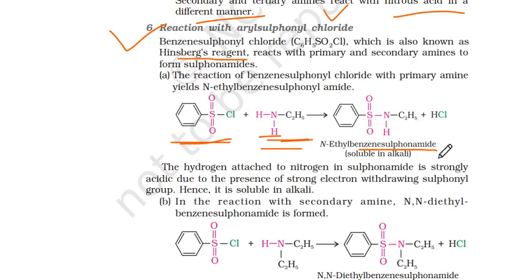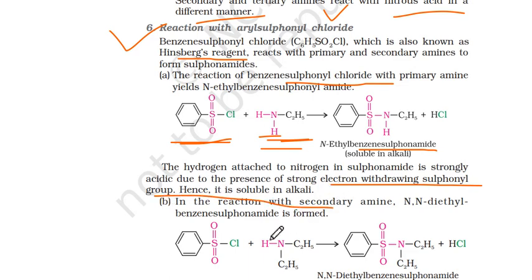The reaction of benzene sulfonyl chloride with primary amine yields N-ethyl benzene sulfonamide. Now the hydrogen attached to nitrogen in sulfonamide is strongly acidic due to the presence of strong electron withdrawing sulfonyl group. Hence it's soluble in alkali. Why? It can give out hydrogen very easily.